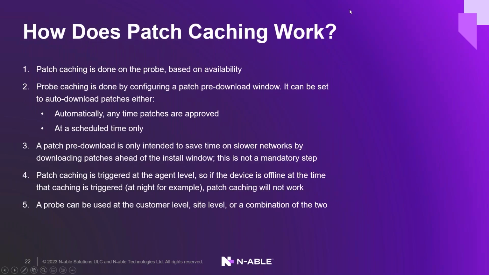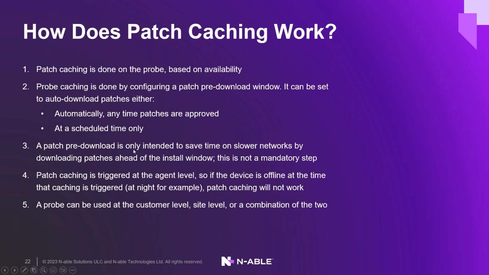How does patch caching work? Patch caching is done on the probe based on availability. Probe caching is done by configuring a patch pre-download window. It can be set to auto-download patches either automatically, so as soon as you approve them, or at a certain time. Now, most people, I'd say, choose this option. I never did. I like to schedule things out. I schedule all of my patch steps, as I call them.